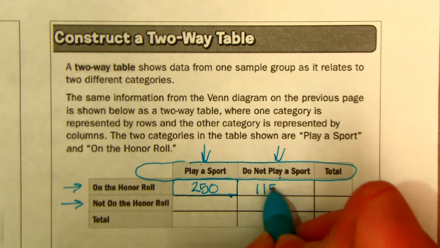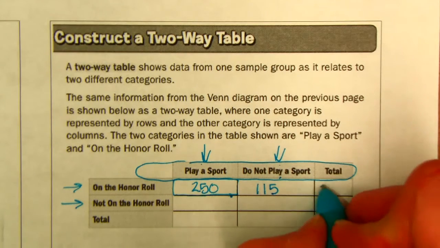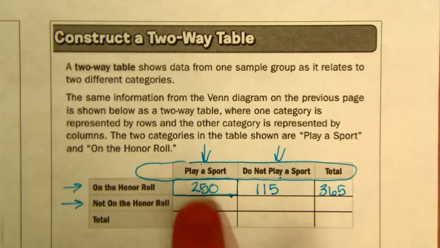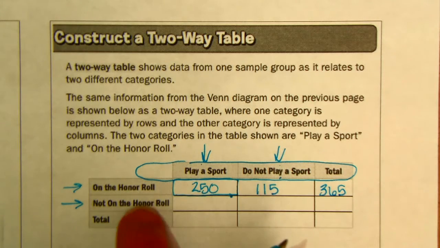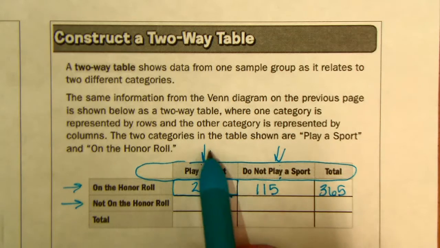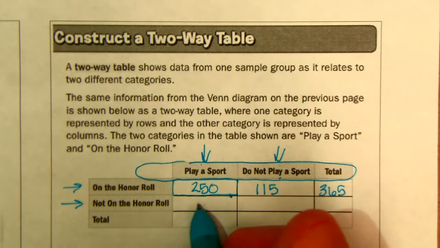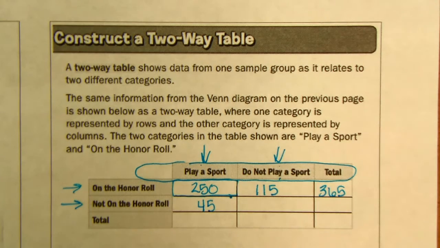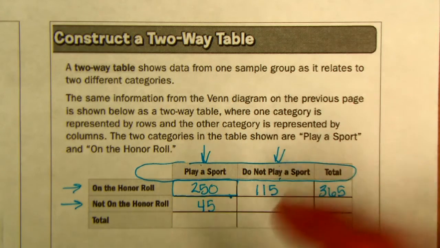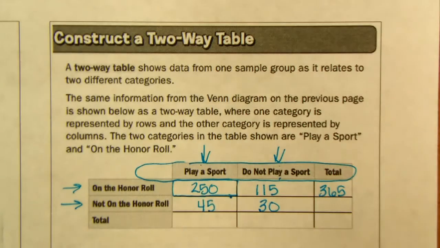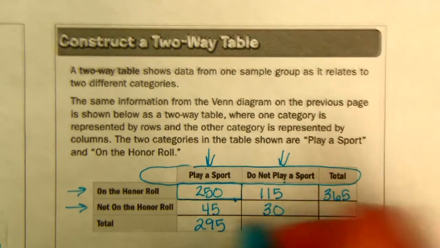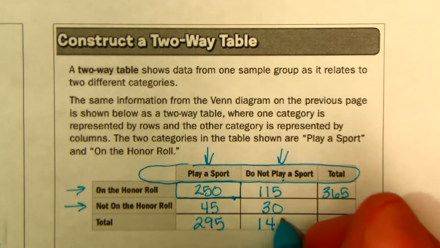Now, if I go this way, not on the honor roll, how about let's do play a sport? Play a sport and are on the honor roll. We already listed that one was 250. But how many play a sport but are not on the honor roll? Still in the play a sport, but no longer included, that's your 45. Now check this out, not on the honor roll and do not play a sport. That's that 30 that we figured out and that we put on the outside. So then if I play a sport, the total there would be 295. Total here would be 145. And the total of not on the honor roll is going to be the 45 and the 30. So 75.